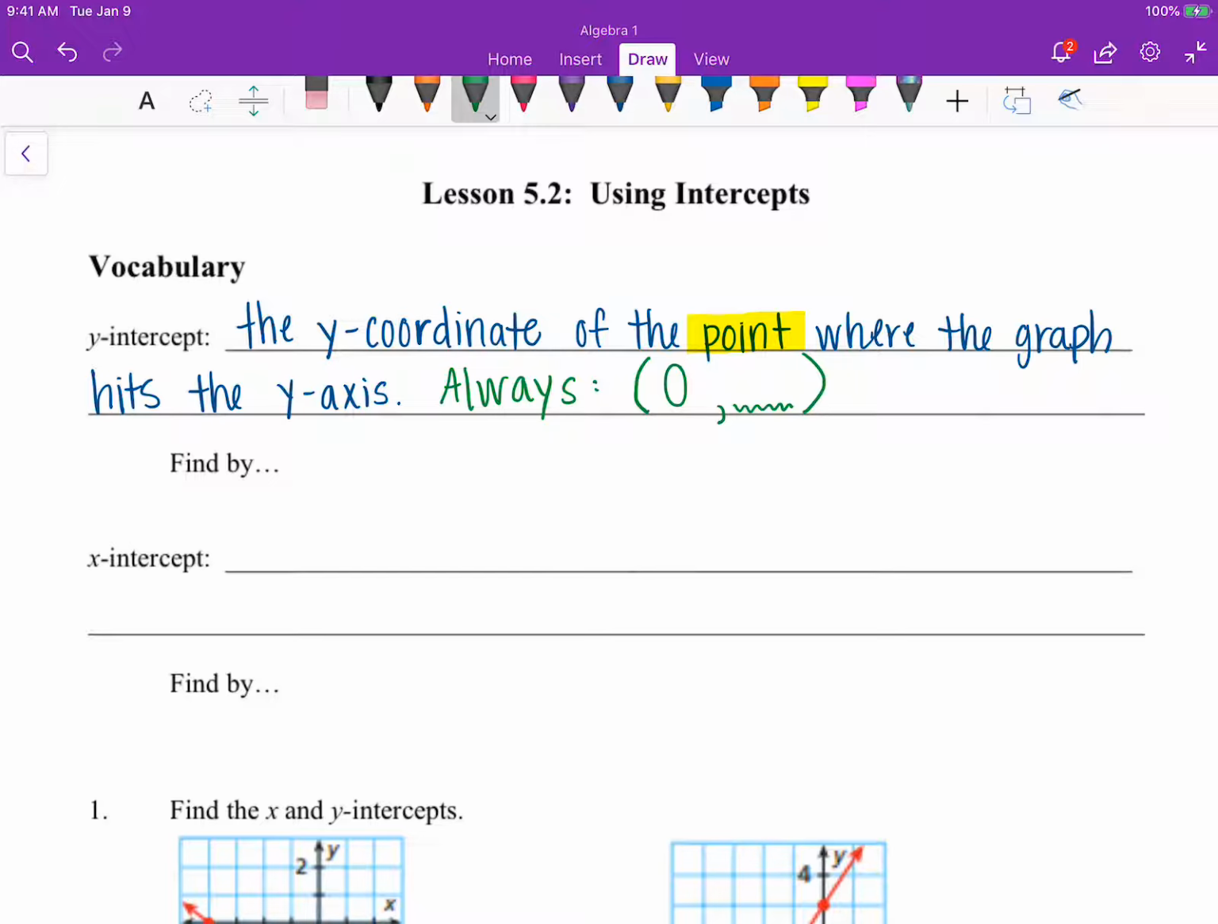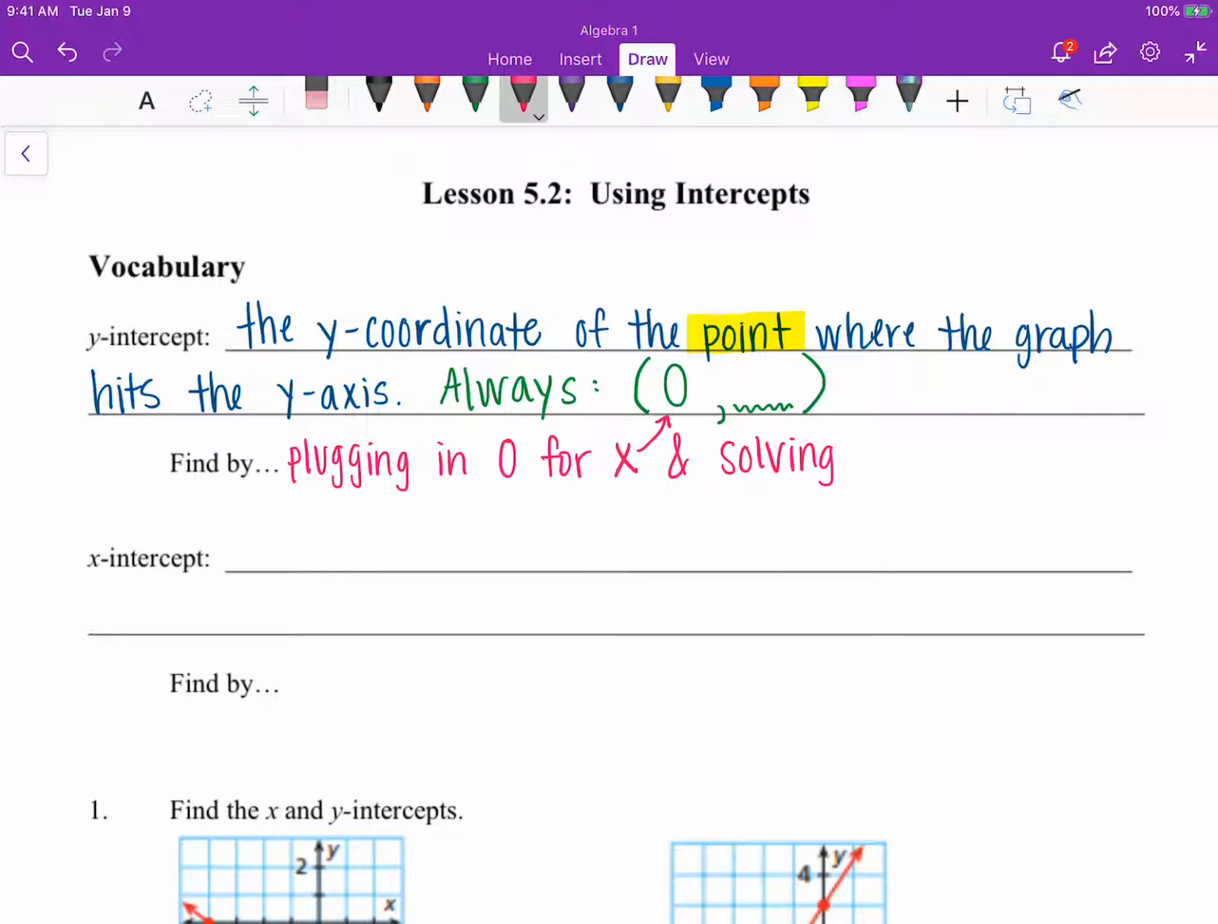And the way that you get that is always by plugging in 0 for x and solving. The reason that we plug in 0 for x is because if you take a look up here, 0 is in the x position of the point. So you plug 0 in for x and then you solve the equation for y.